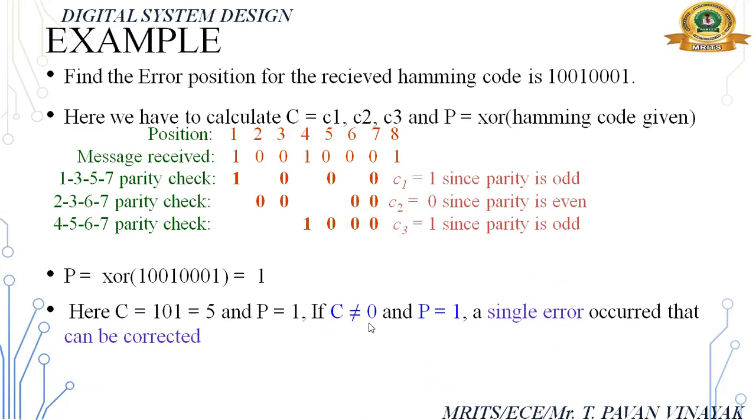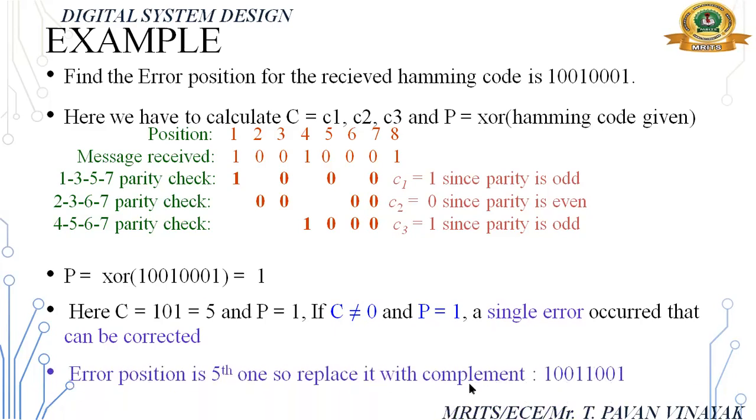If C not equal to 0 and P is equal to 1, it means single error occurred. That can be corrected. So we can correct it. Replace the fifth bit with its complement. So the answer is this one. Now I am changing one more bit also in this. Here already one bit is in error. I am changing another bit, means double error occurred. Let us check whether we are getting double error or not.